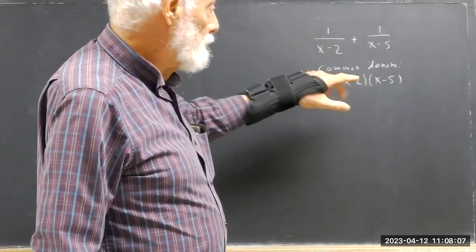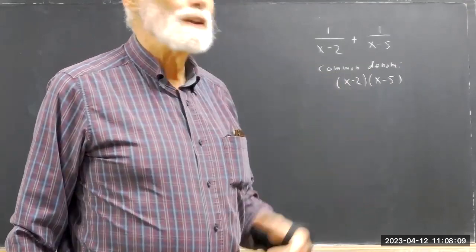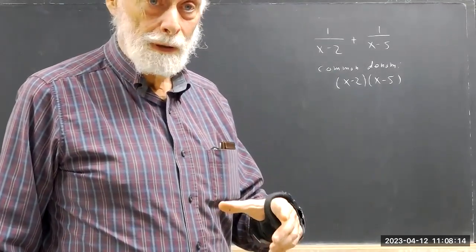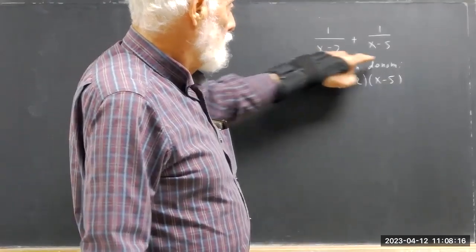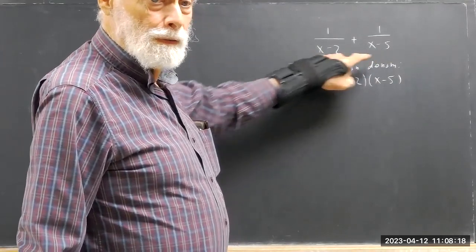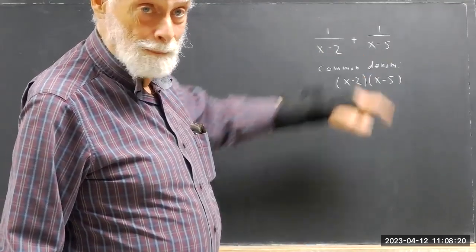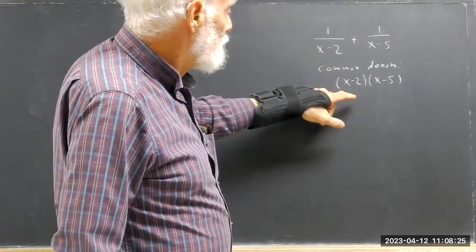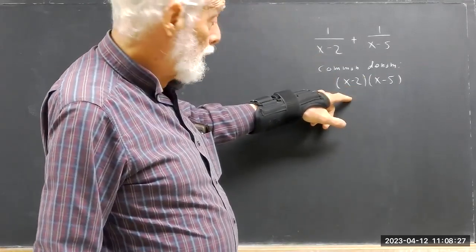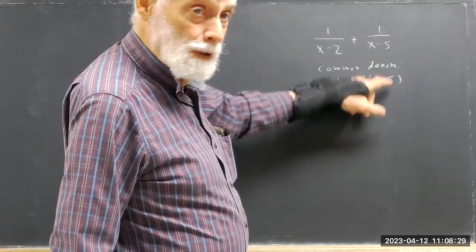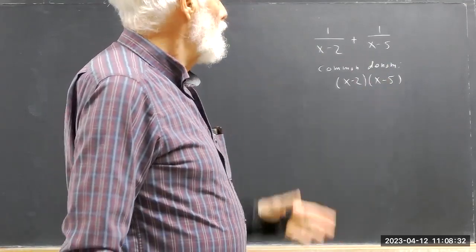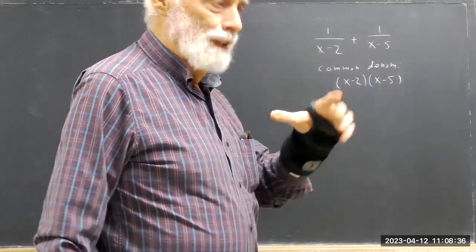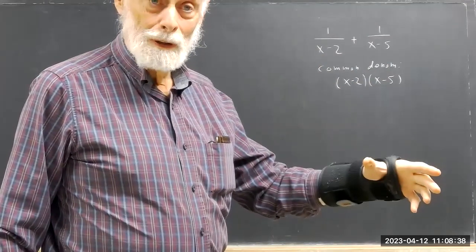Common denominator is the smallest. It doesn't have to be the smallest. The least common denominator is the smallest denominator that contains all the factors of each of the denominators. In this case it's fairly simple. This denominator contains x minus 2 as a factor, and this one contains x minus 5 as a factor. The reason we need a common denominator is because we can't add fractions with different denominators.